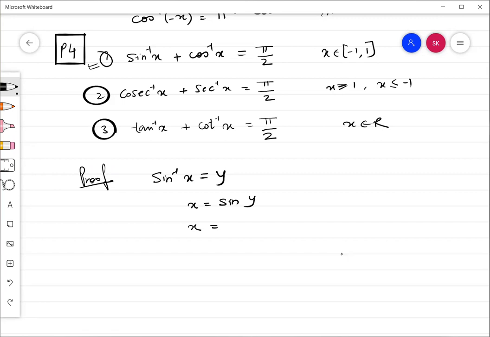So sin of y can also be written as cos of pi by 2 minus y. This is the tricky step. You need to remember this. Cos of pi by 2 minus y. Check if it is correct.